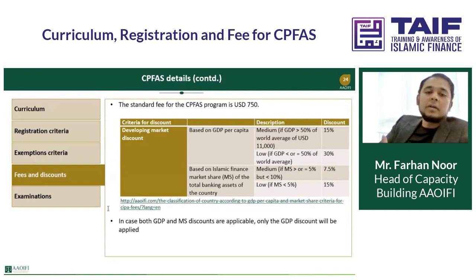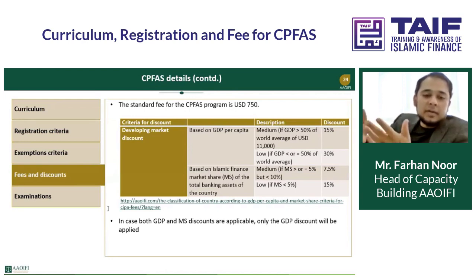Now the question is, how can you know in what category your country of residence falls in? I mean, is your country a high GDP per capita country, or is it a low Islamic finance market share country? This is something that needs to be tangibly established, objectively established. So to simplify this, we have prepared a table which is also uploaded on our website. The link is on your screen. So all you have to do is just find your country from that table and you'll be good to go, inshallah.